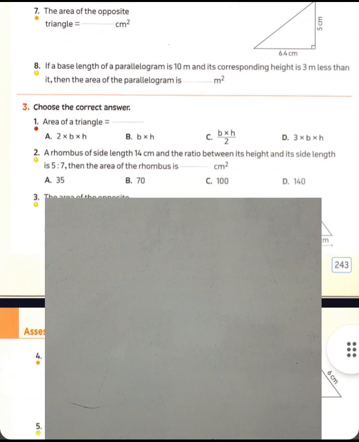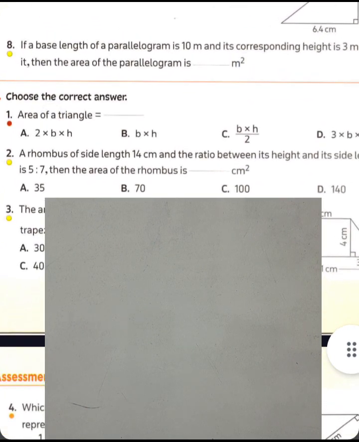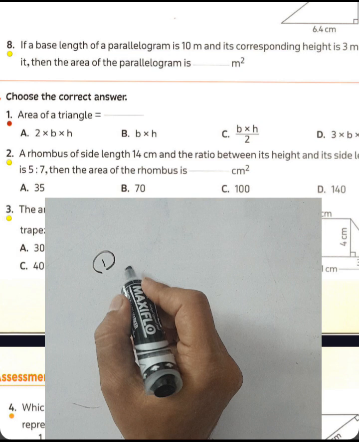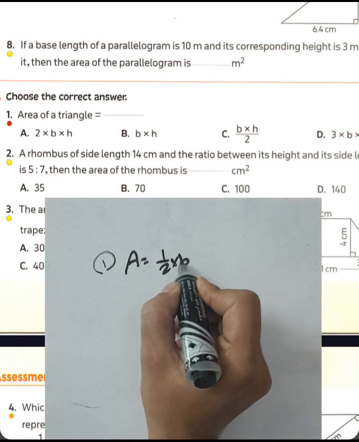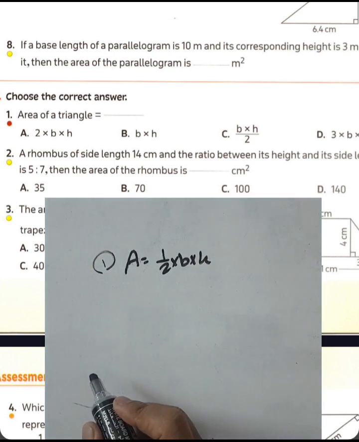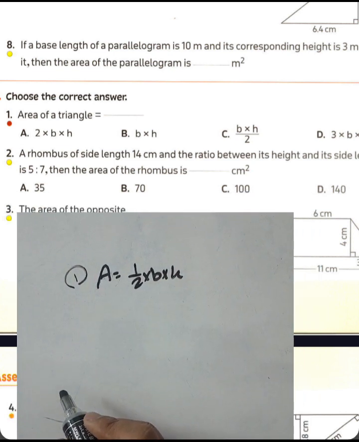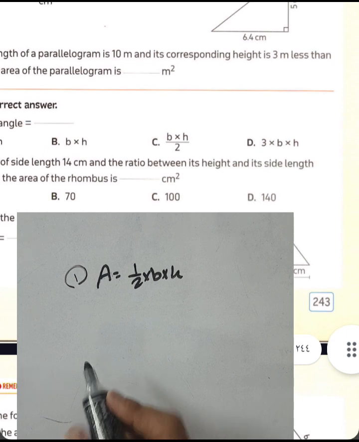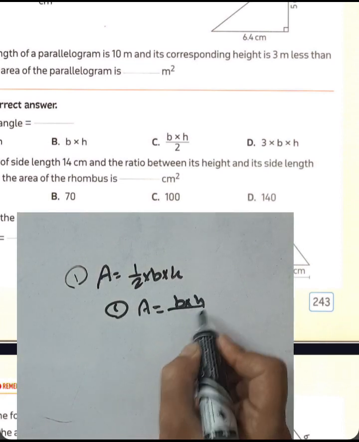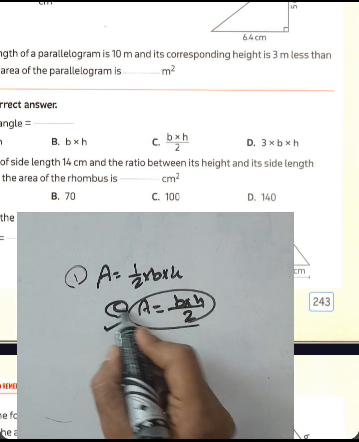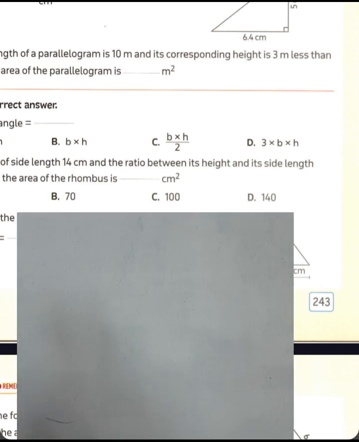Question number 3, choose the correct answer. The area of a triangle will be what? Area of a triangle will be half times base times height. Half times base times height, choose letter C. Or you can write the area equals base times height divided by 2. Choose letter C. Okay, that was question number 1.